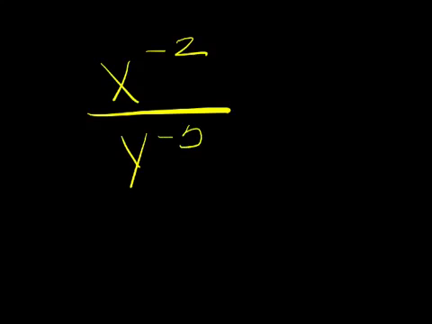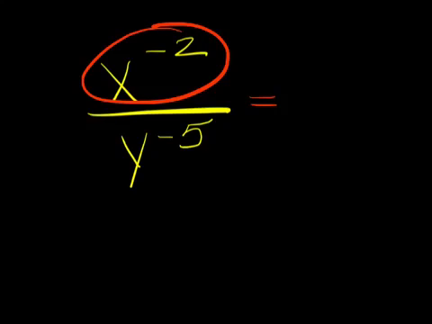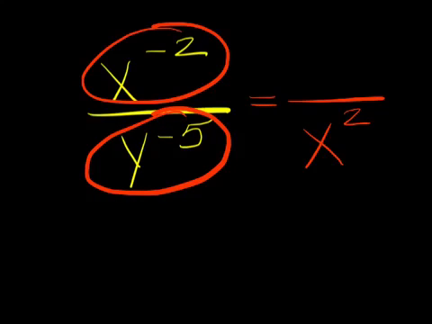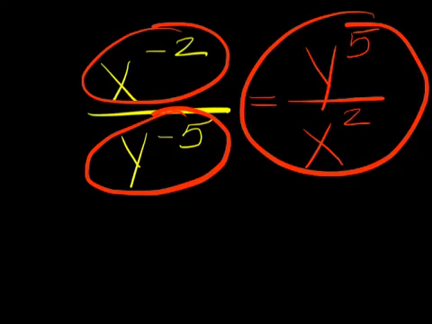Practice problem. X to the negative 2 over y to the negative 5. Solution for the practice problem. This has a negative exponent, so it must go to the bottom and the exponent becomes positive. This has a negative exponent. It must go to the top and the exponent becomes positive. Y to the fifth over x to the second. Bonus problem.